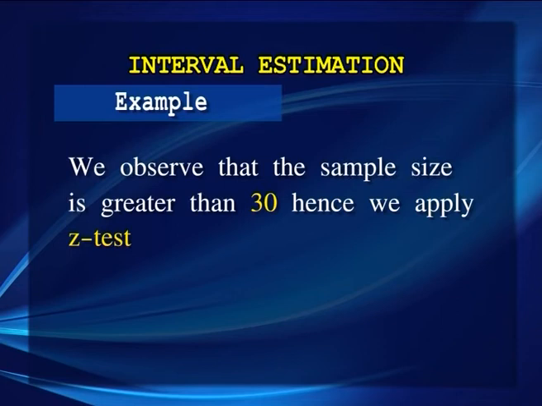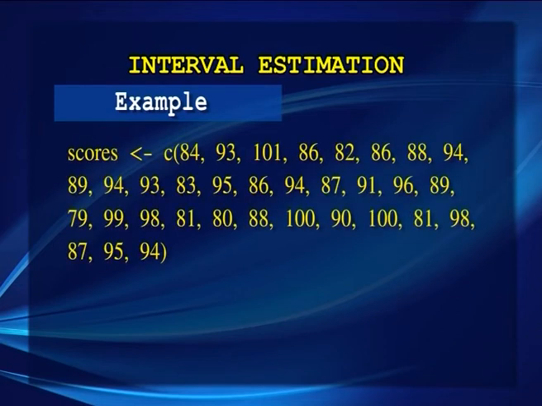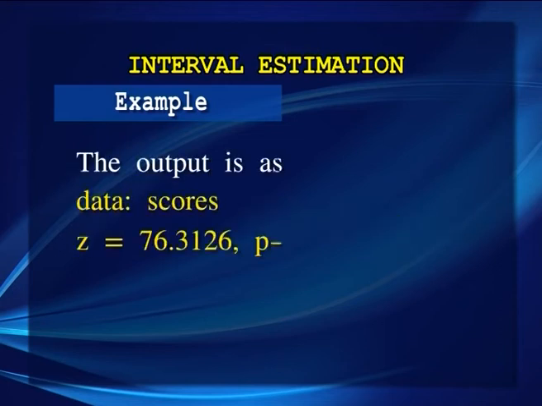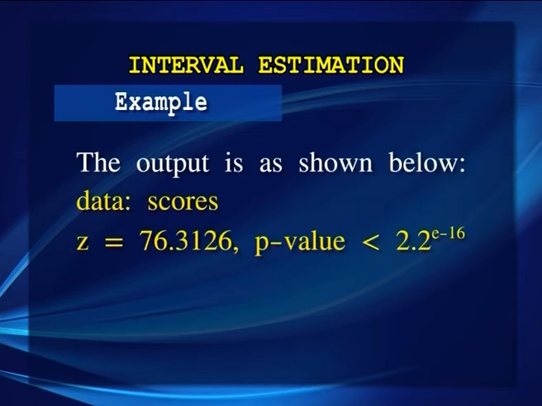First, we will read the data into the variable scores. scores <- c(...), reading all the values. Then use library(BSDA); z.test(scores, sigma.x = 6.8). The output is as shown below.